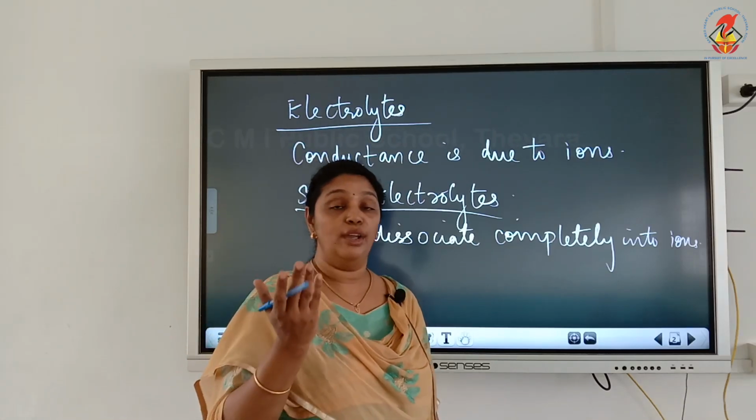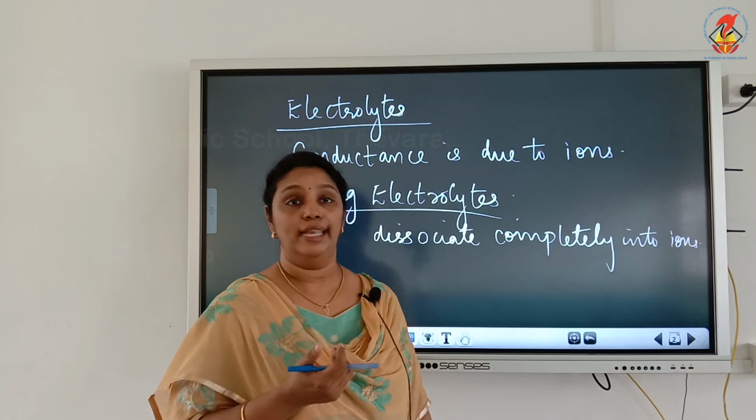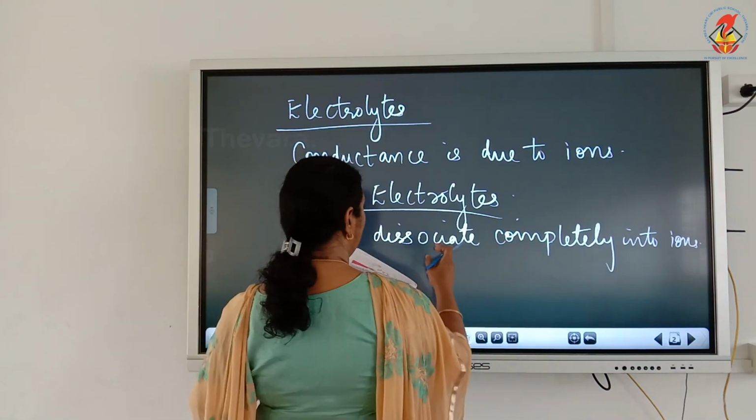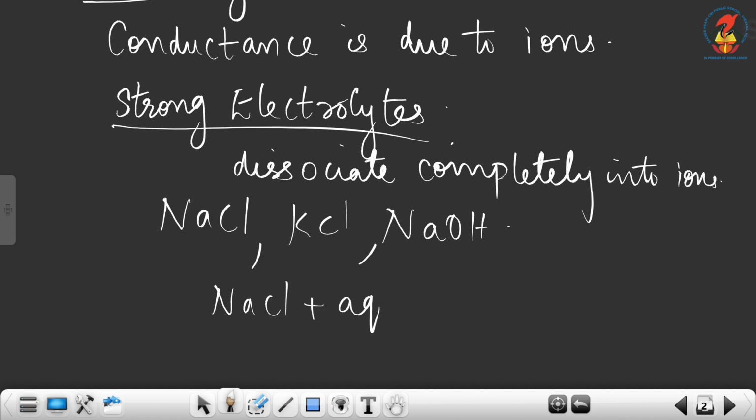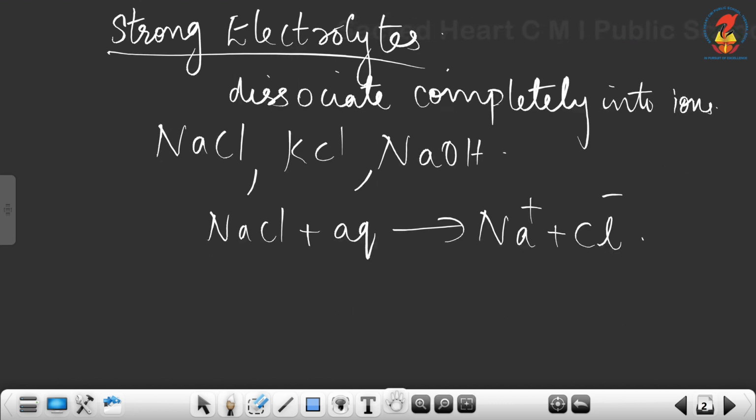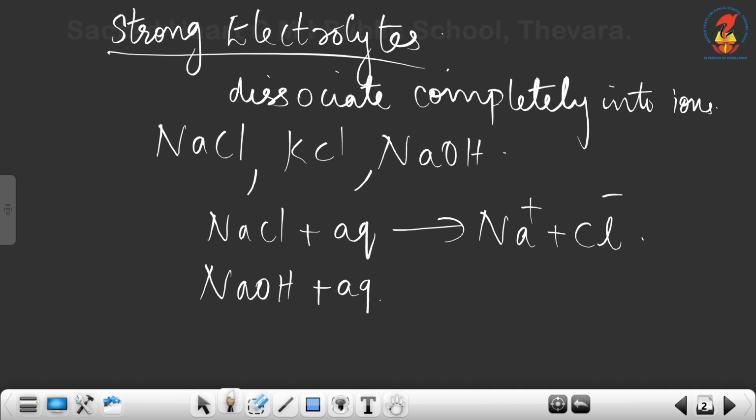Here more ions are produced, which means they are very good conductors of electricity. Examples: sodium chloride, potassium chloride, sodium hydroxide, all these are examples for strong electrolyte. So, when you add sodium chloride to water, aqueous medium, sodium chloride will dissociate into Na+ and Cl- ions. In the same way, if you add sodium hydroxide, then sodium hydroxide dissociates into Na+ and OH- ions.